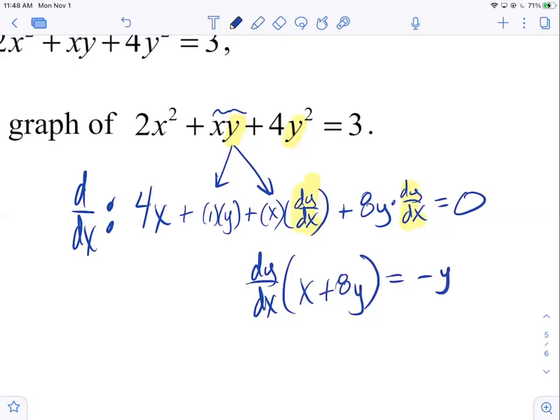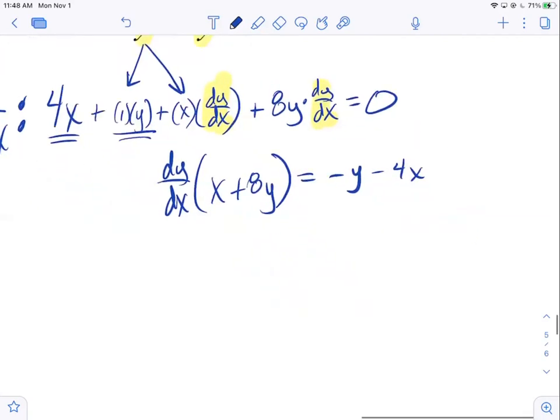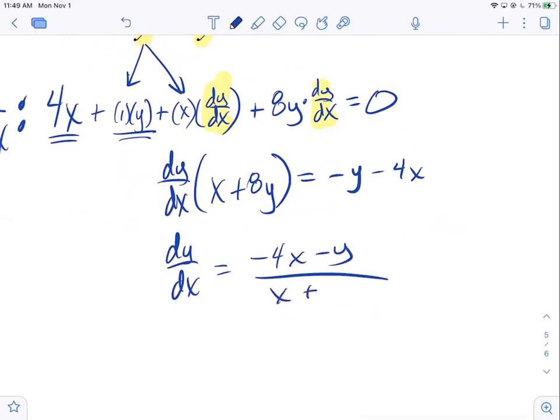All right. And then there's also a what? Negative 4x. Yeah, don't forget about that. I almost did. Negative 4x. So this term and this term go to the other side. And now I divide through, and you get dy/dx equals, I'm going to put the x first, negative 4x minus y all over x plus 8y.